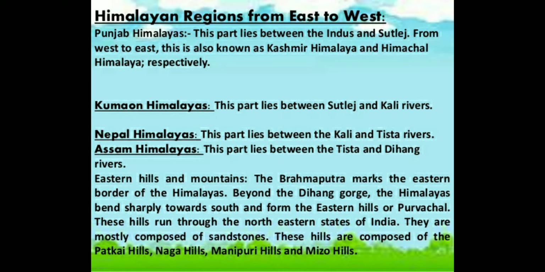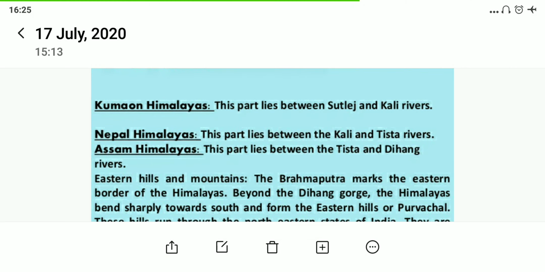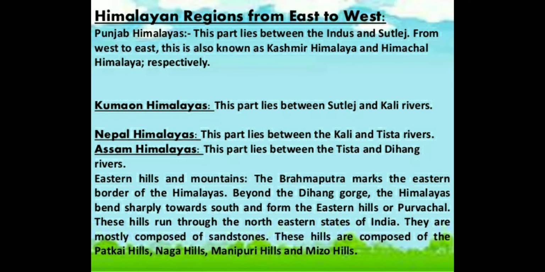So east to west, the sun rises in the east. So eastern part. We know the eastern part of India. Okay. First comes the Punjab Himalayas. This part lies between the Indus and the Satluj. Indus river. Most of it lies in Pakistan.